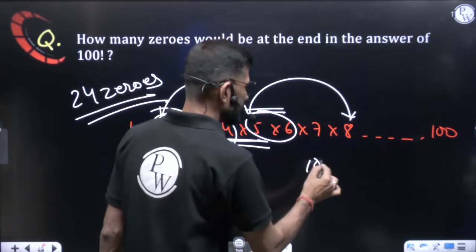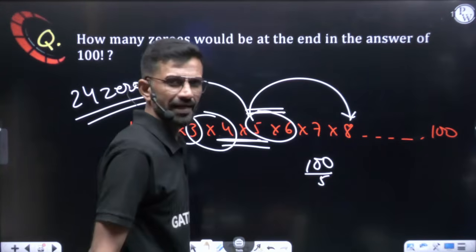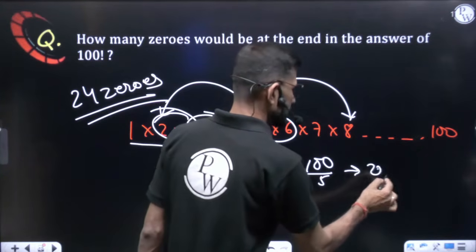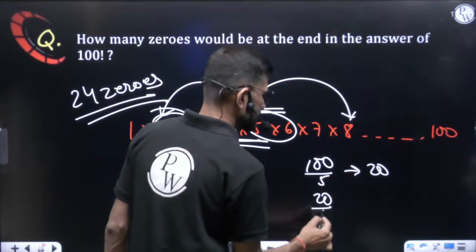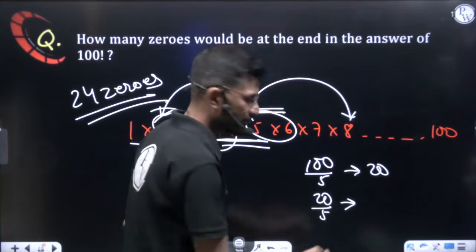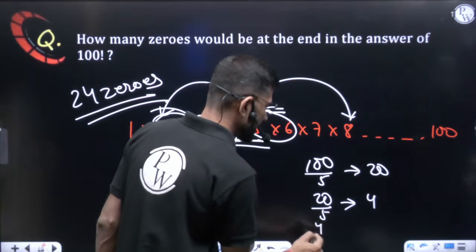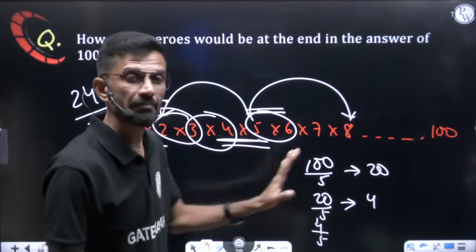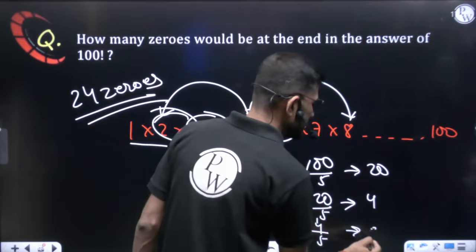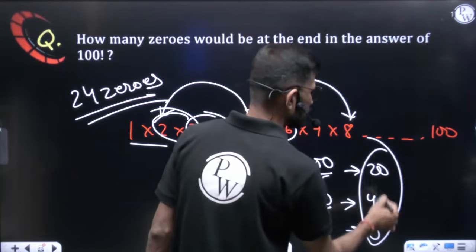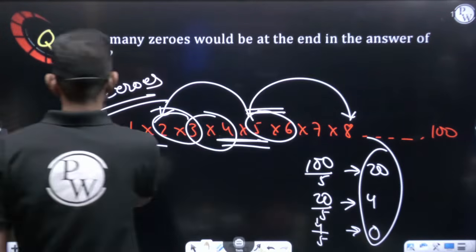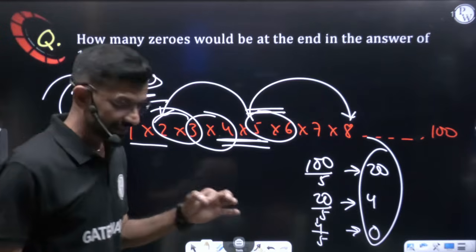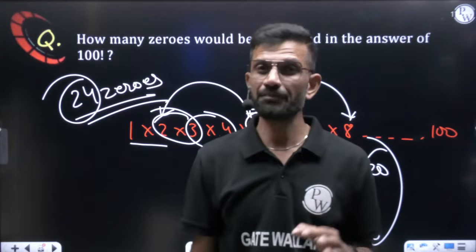So do one thing. 100 divided by 5. How much will you get? Obviously 20. This 20 also divide by 5. How much will you get? Obviously 4. This 4 also divide by 5. How much will you get? Don't say in decimal, say the whole number. So the whole number will be 0. Total how many did you get? 20 plus 4, it is 24. But this shortcut is valid only for prime numbers.